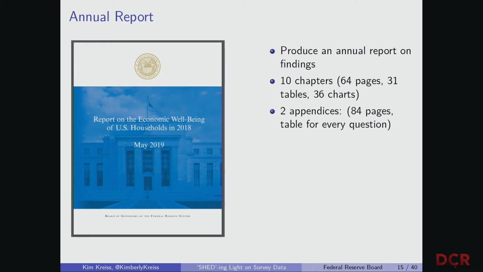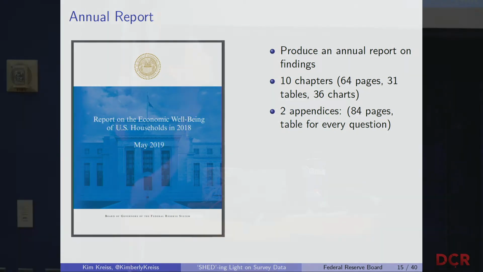Okay, so I showed you what the data look like, and this is really the finished product that we make from that data: this nice, pretty annual report. So we do this every year. In 2018, which was published this past May, our main report had 10 chapters. So it was 64 pages, 31 tables, 36 charts, which will be relevant later.